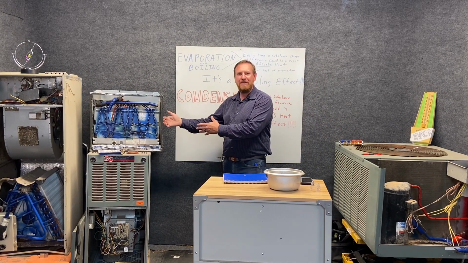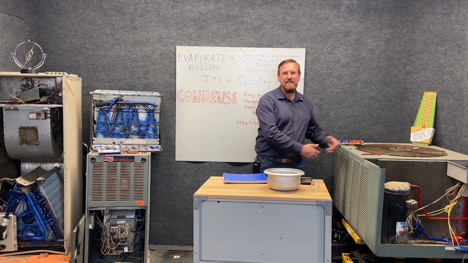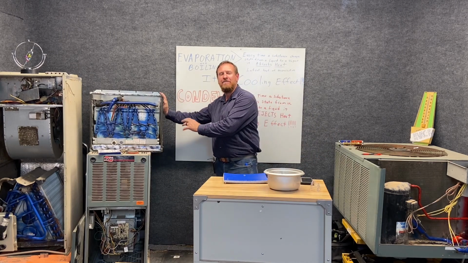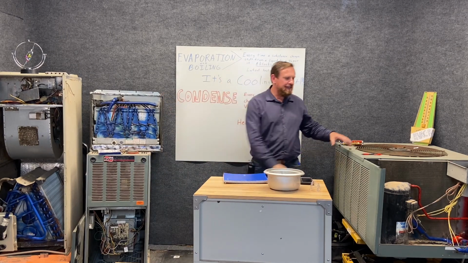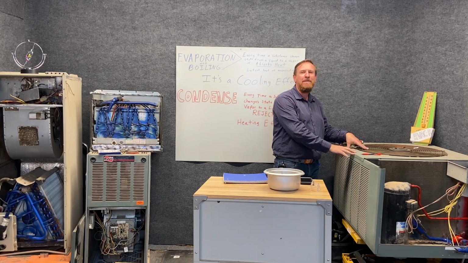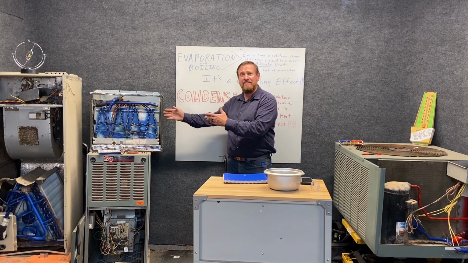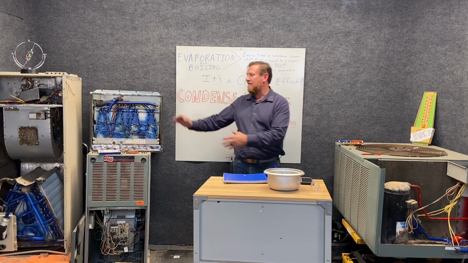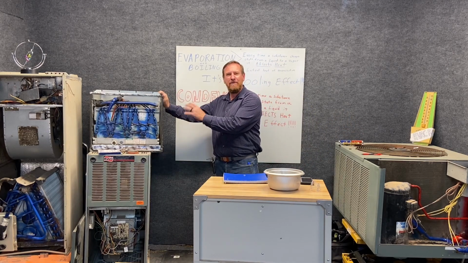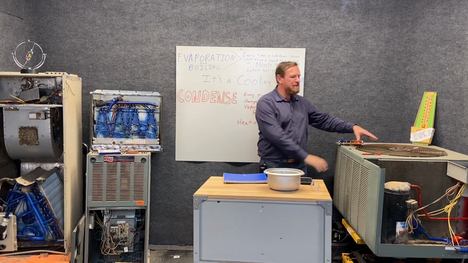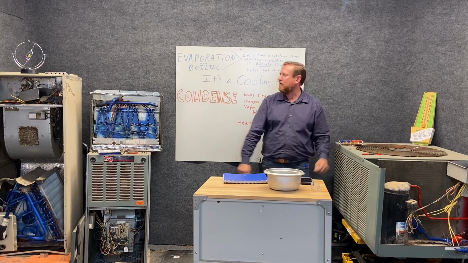The evaporator is absorbing heat. The condenser is rejecting heat. The evaporator is changing state from a liquid to a vapor. The condenser is changing state from a vapor back to a liquid. The evaporator is inside, the condenser is outside. The evaporator is represented by low pressure, the color blue. The condenser is represented by high pressure, the color red.